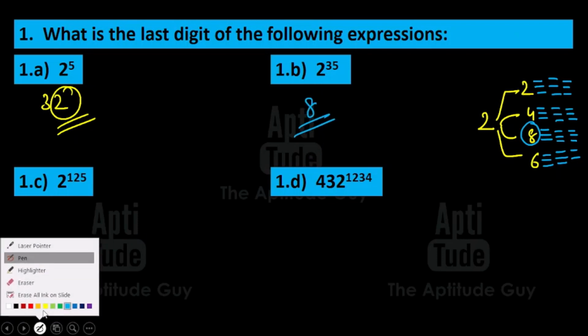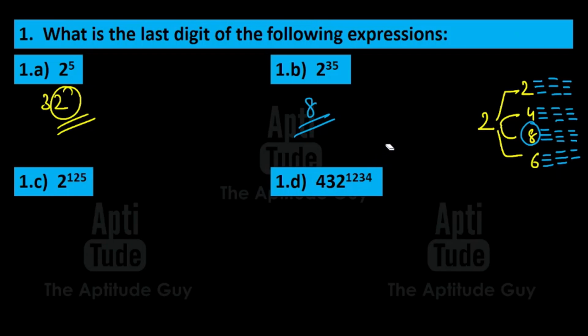That is the answer. Now, if this question is given in the exam, will you sit and count? I mean, you can. For 35, you can count till 35. But if the question is 2 to the power 125, will you sit and count till 125? If the question says 1234, will you sit and count till 1234? Absolutely not. So there has to be an easier, quicker and faster way to do this, right?